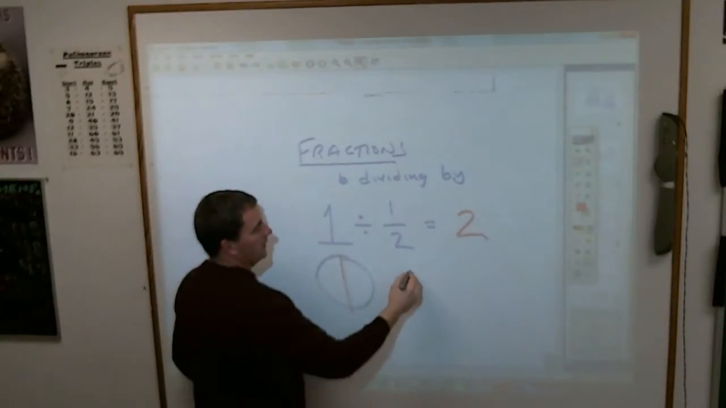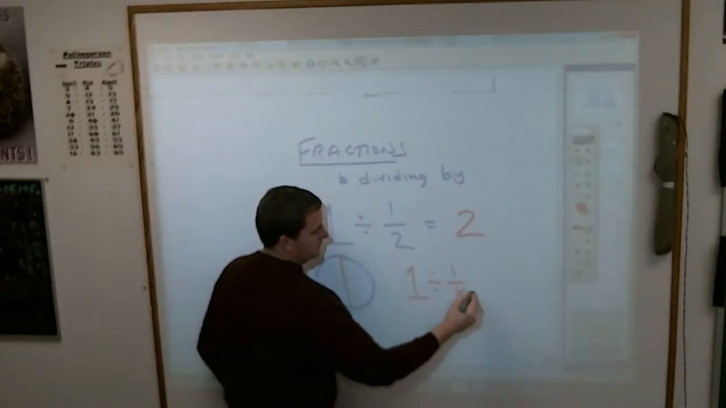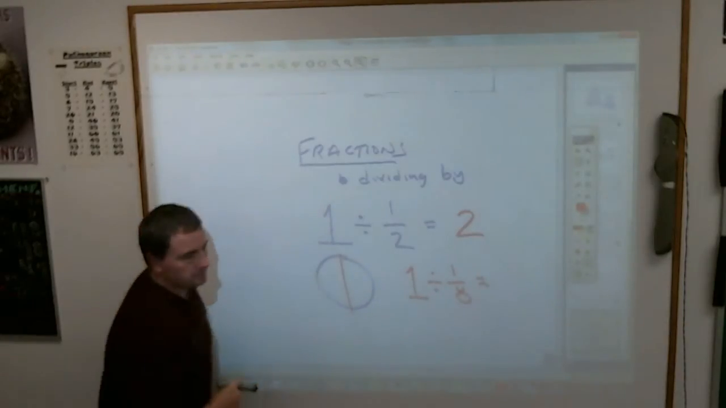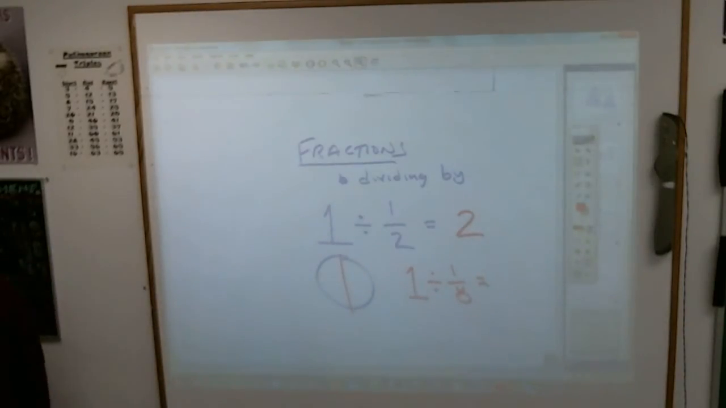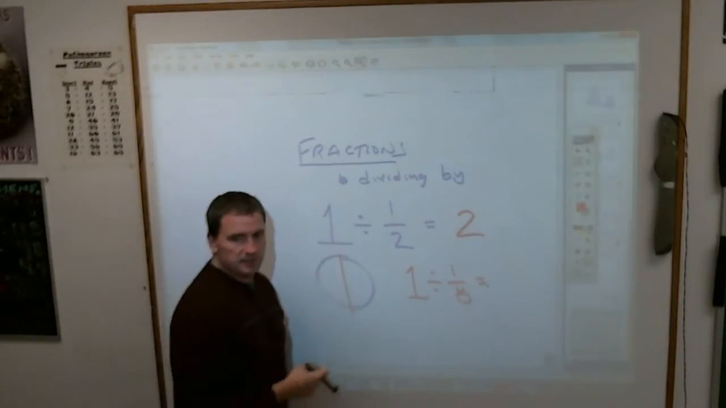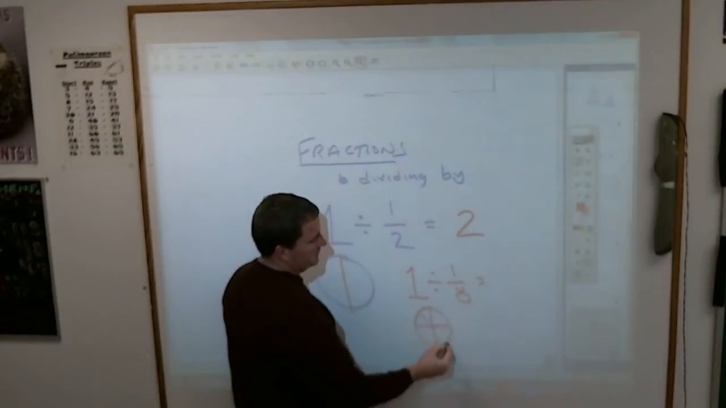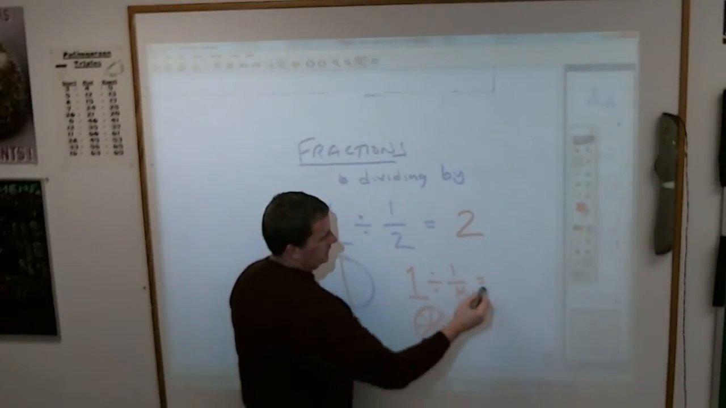Or 1 divided by 1/8. How many 8s are there in 1? Lady Kavarik says 8, because if you take 1 and divide it into 8 equal pieces, you get 8.